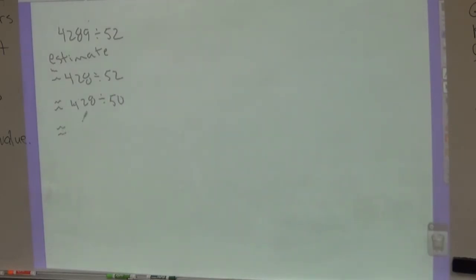Now what can we turn 428 to make it easily divisible? Say 420 won't work with 50. 430. Yes. That's too high. Not divided evenly by 50. 400 divided by 50.